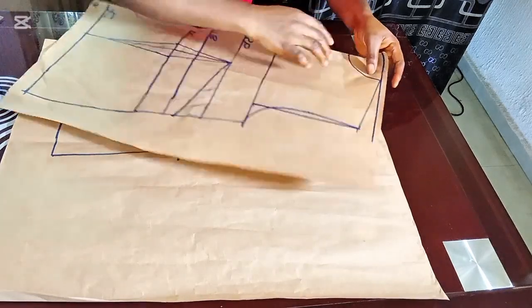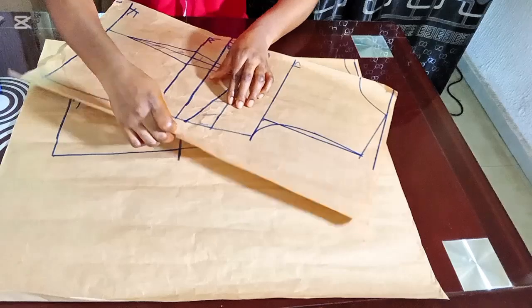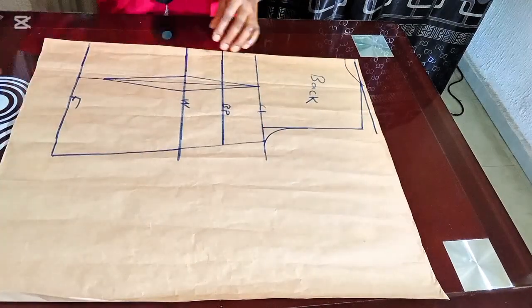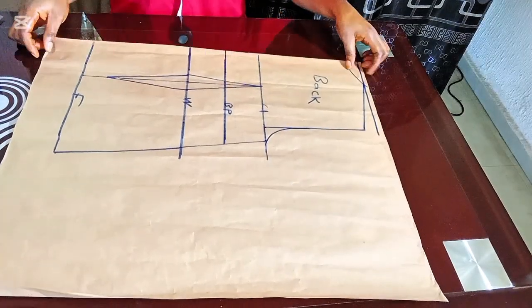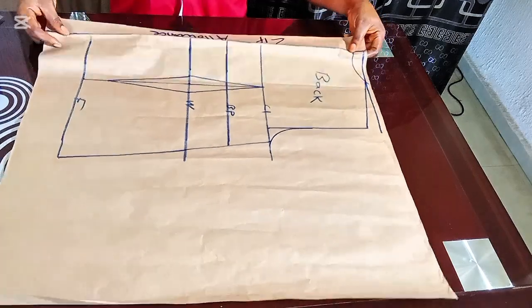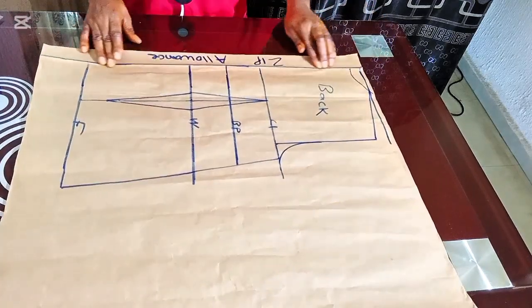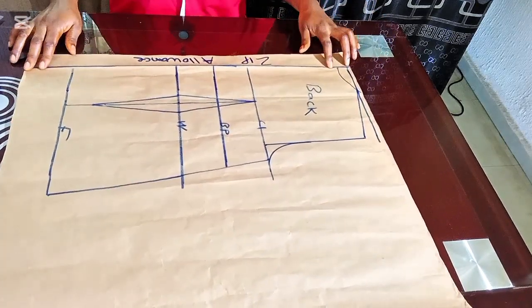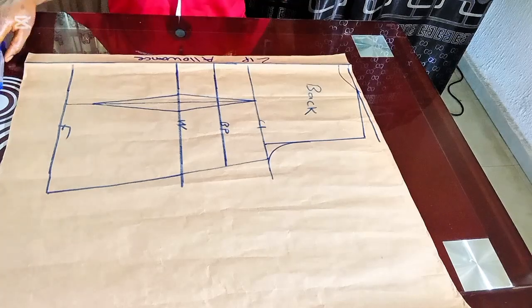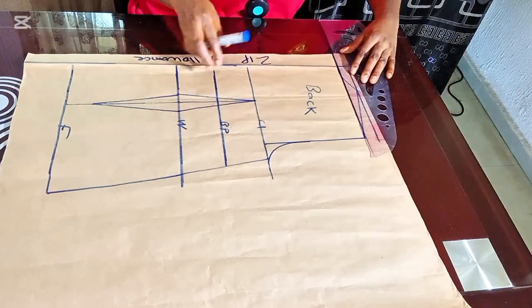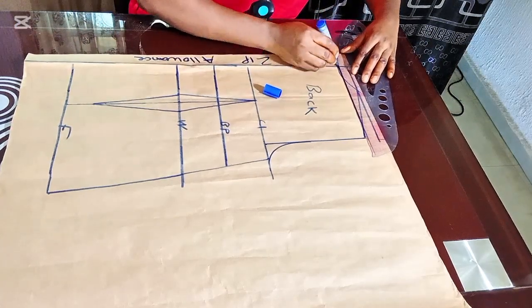This is the front pattern. So by the time we cut out or close up the bust dart, everything will match up. And that's our zipper allowance. I just opened it now. This is the zipper allowance for the back. I'll just go ahead to extend the neckline up to the zipper allowance area.